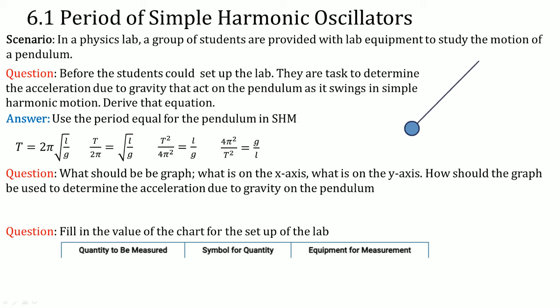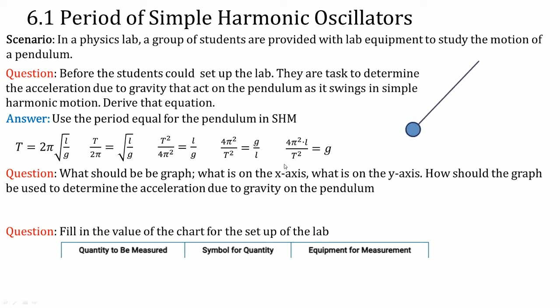Cross multiply. No, I don't cross multiply. I just flip everything upside down. Now I cross multiply, so I multiply L to both sides. I get g is equal to 4 pi squared times L divided by T squared.